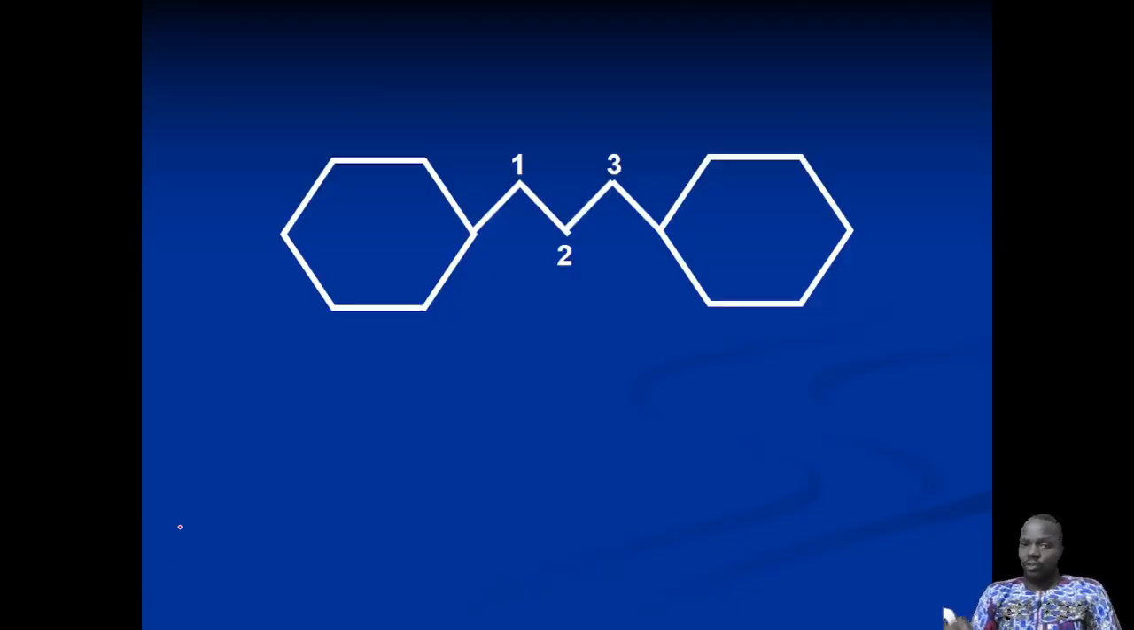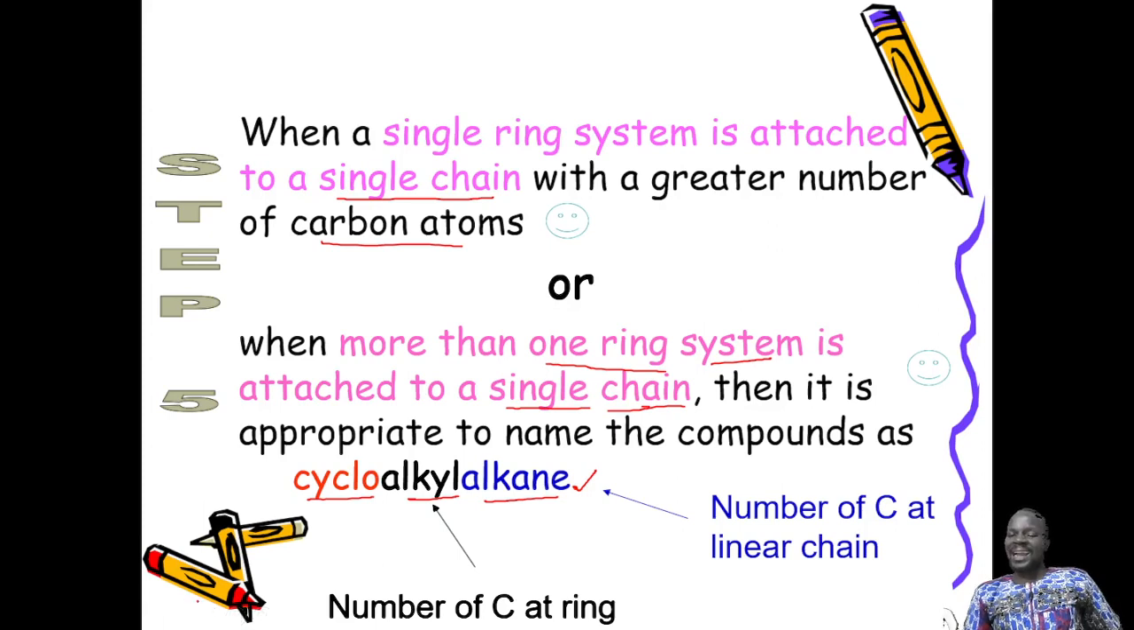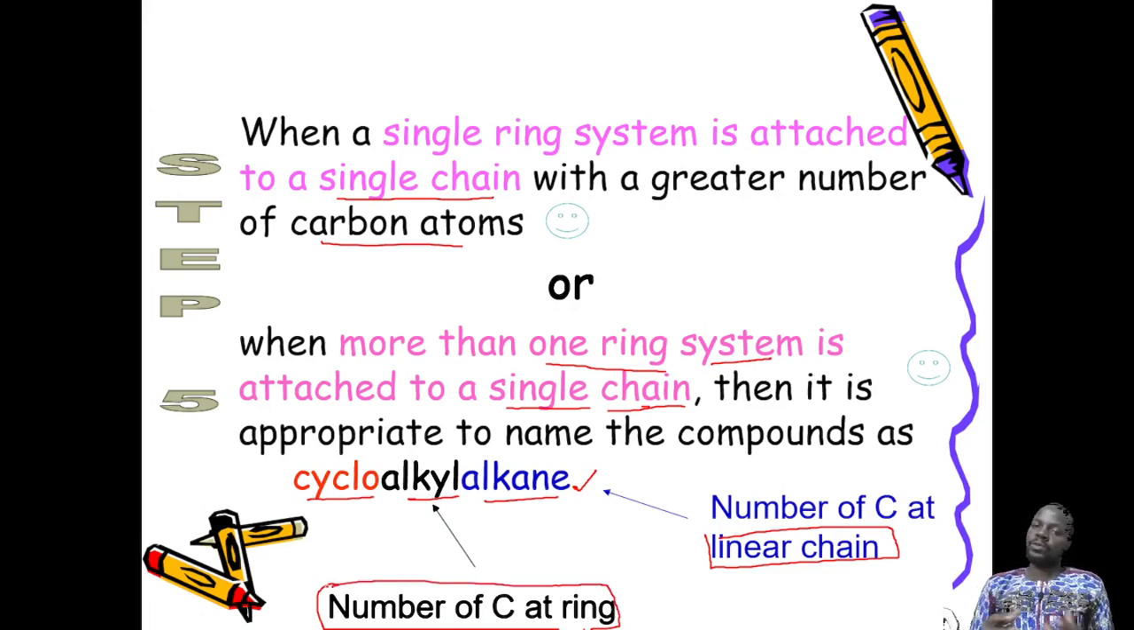I told you this is the last one, and I have reasons for taking this as the last one. So always name it as cycloalkane: the cyclo, the alkyl, then the alkane. Alkyl means the number of carbon as the ring. Then the alkane is the number of carbon as the linear chain. Please, very important. Because most times we say, how will I name this structure? It is kind of too hard. Nothing is hard if you know the concept.